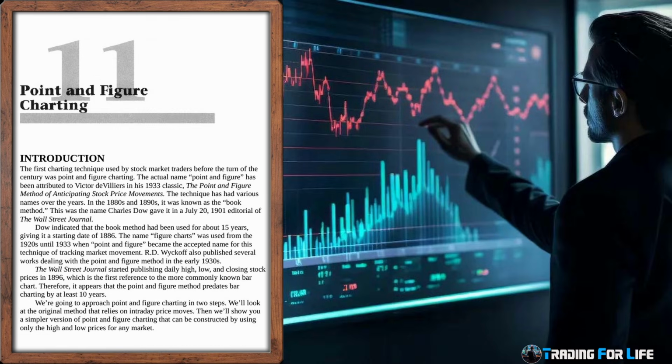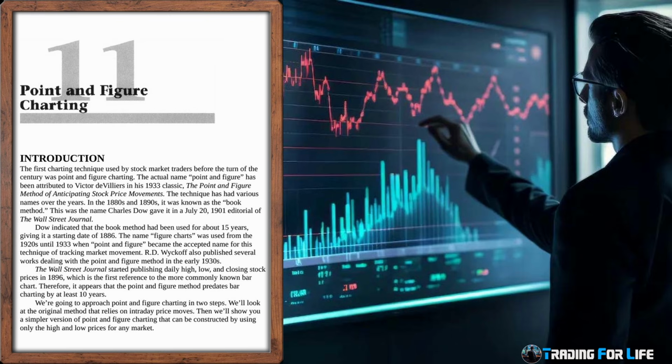Chapter 11, Point and Figure. Introduction. The first charting technique used by stock market traders before the turn of the century was point and figure charting. The actual name, point and figure, has been attributed to Victor de Villiers in his 1933 classic, The Point and Figure Method of Anticipating Stock Price Movements.